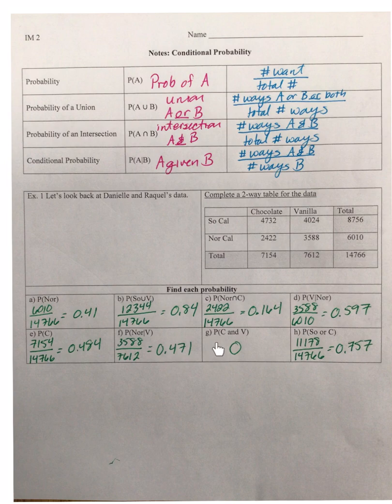The probability, if we randomly pick someone, that they chose both chocolate and vanilla, well, that's 0. They had to choose their favorite, chocolate or vanilla. They couldn't choose both, so that is a probability of 0.